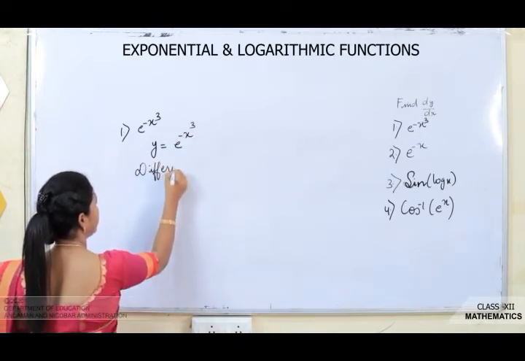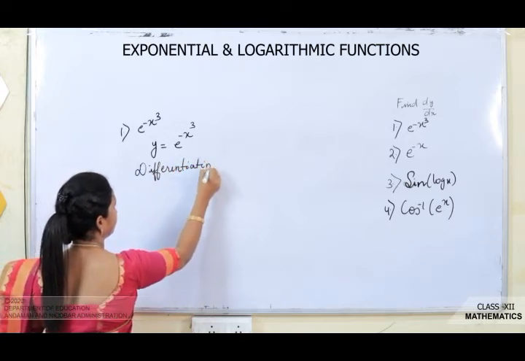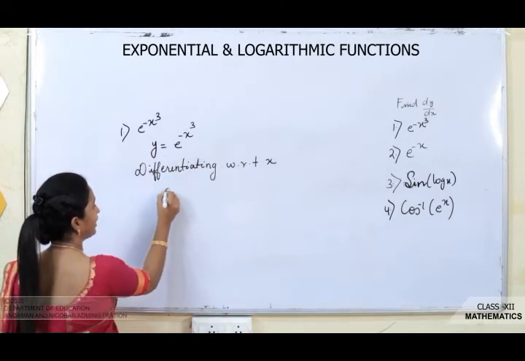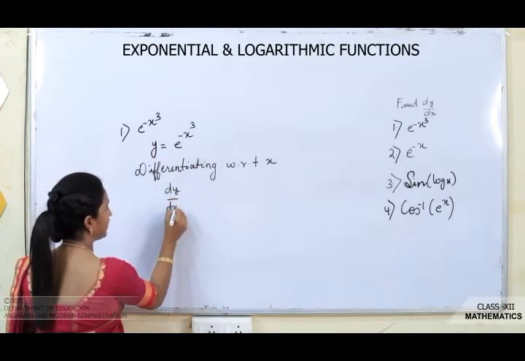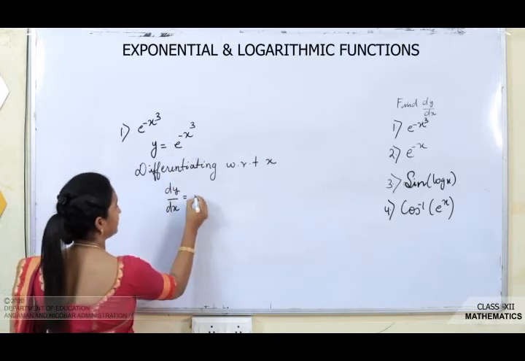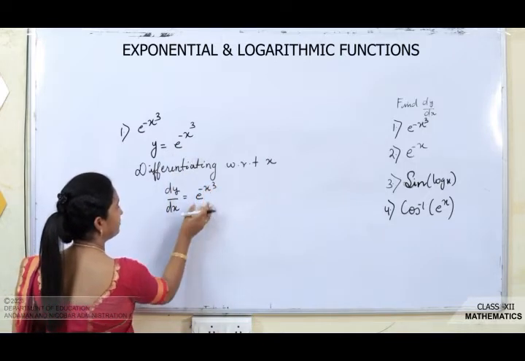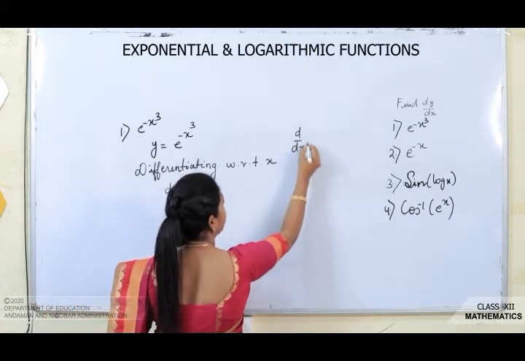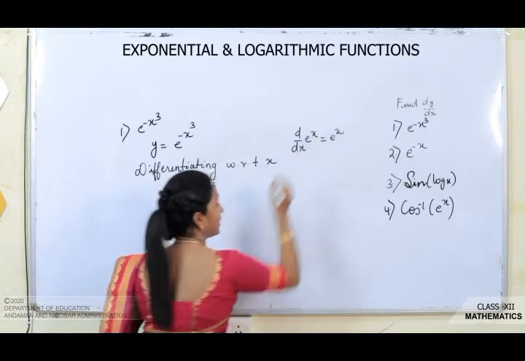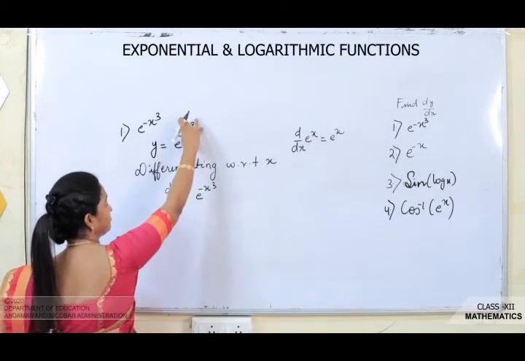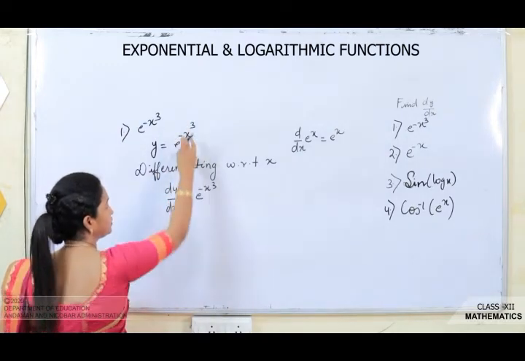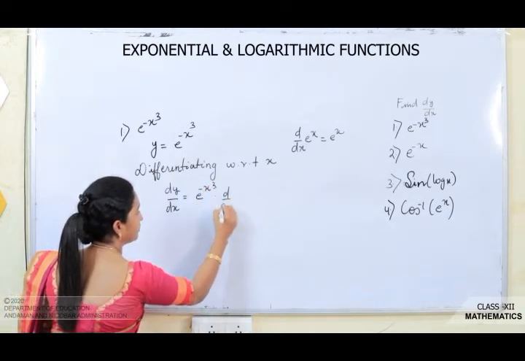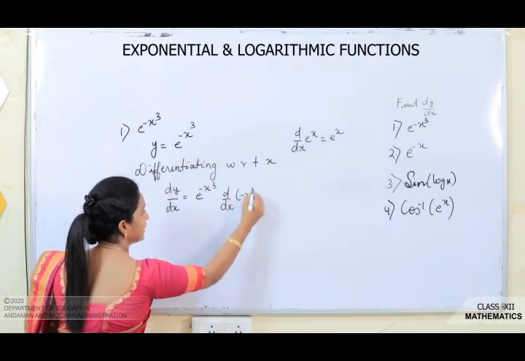Differentiating with respect to x. So when you differentiate y with respect to x, you are going to get dy by dx is equal to e to the power minus x cube. Why am I writing e to the power minus x cube as it is? Because we know that the derivative of e to the power x is e to the power x. So e to the power something, take it as an alphabet. If you take e to the power an alphabet, then that alphabet remains the same, into you have to apply chain rule, minus x cube.